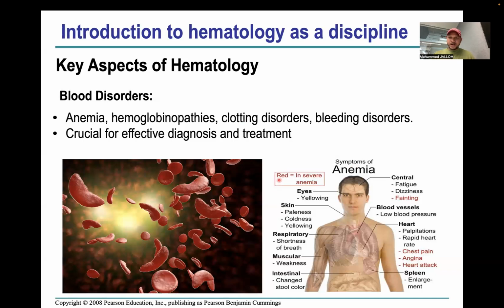Okay. So the red ones are in severe anemia. For example, in the central nervous system, in the head, you have fatigue when you have anemia, right? You have fainting, right? This can happen. Also here, we have chest pain. In the heart, a person with severe anemia, right, will have chest pain, they'll have angina, shortness of breath, they'll have heart attack, right? These are also other conditions that are associated with anemia, but the red ones are the ones with severe anemia.